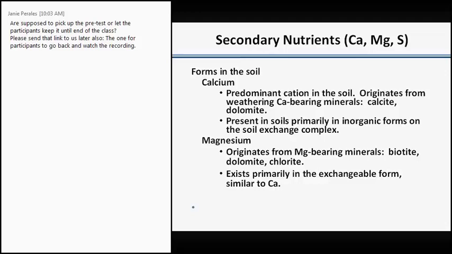Magnesium exists primarily as an exchangeable form, just like calcium, and so most of the calcium and magnesium will be taken up from the soil solution. There's an equilibrium set up between the exchange sites, and so most of the plant available forms are going to be coming from the exchange sites, very similar to potassium.